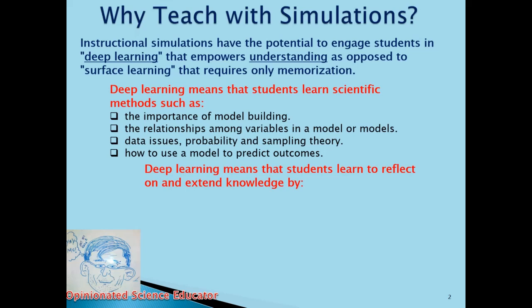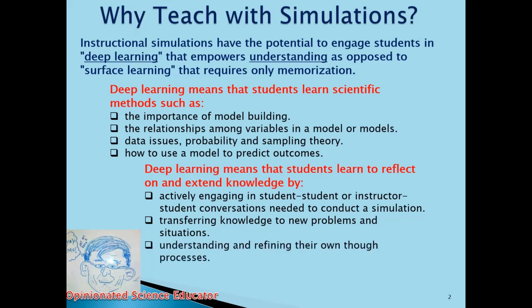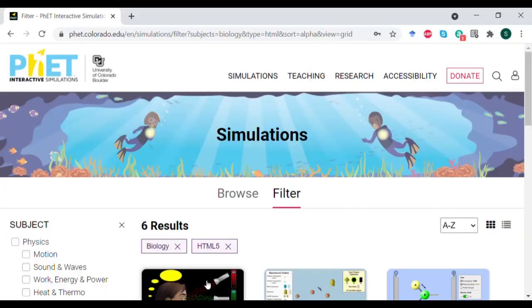Now, deep learning means the students learn to reflect on and extend their knowledge by actively engaging in student to student or instructor to student conversations needed to conduct a simulation. They will be transferring knowledge to new problems and situations. Their understanding and refining their own thought processes will happen, and they will see social processes and social interactions in action. Now I'm going to look at some of the simulations you can do.